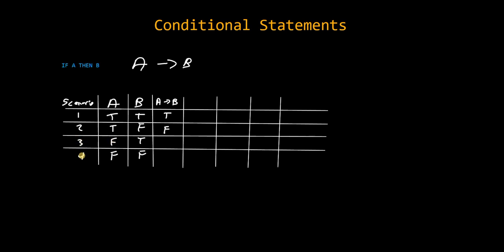Scenarios 3 and 4, this is where the conditional is trivially satisfied, because the rule is not being triggered. And if the rule is not being triggered, it can't be violated. It simply doesn't apply to these scenarios. Okay, so we could say scenarios 1, 3, and 4 are logically consistent with the conditional, and scenario 2 is logically inconsistent with the conditional statement.